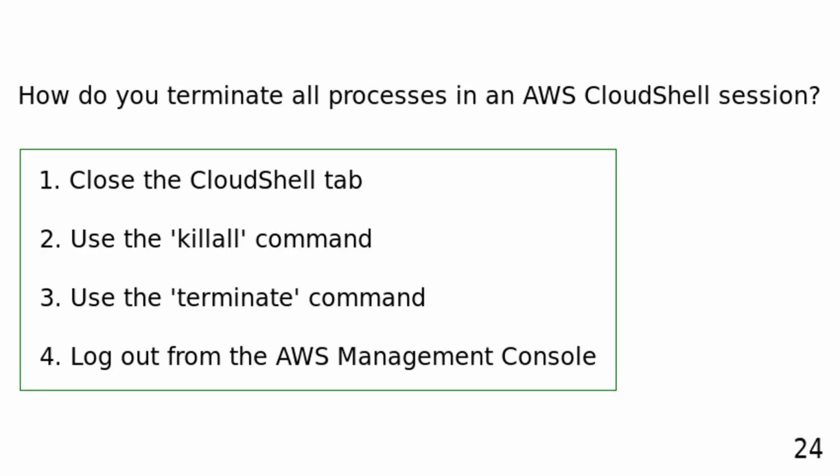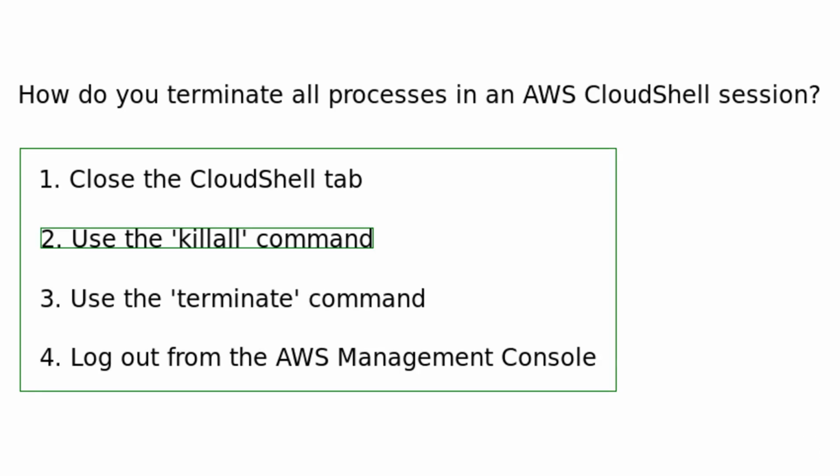How do you terminate all processes in an AWS CloudShell session? Close the CloudShell tab. Use the kill all command. Use the terminate command. Log out from the AWS Management Console. The kill all command is used to terminate all processes in a session.